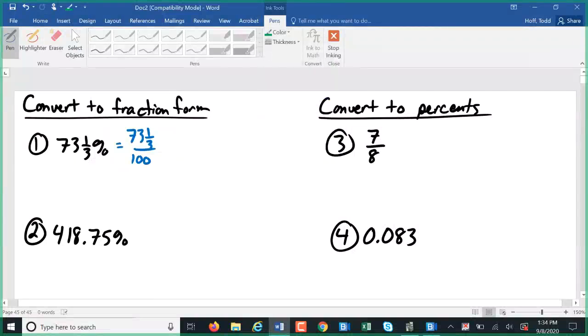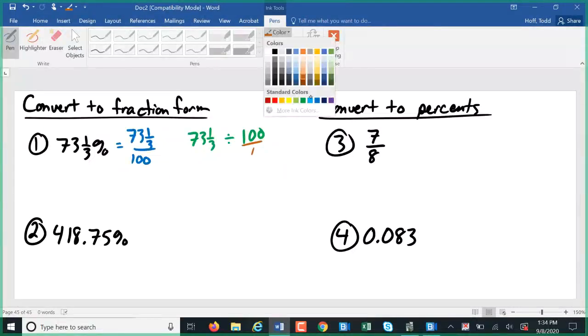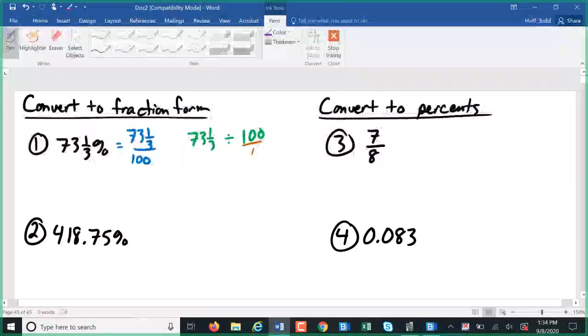And probably the easiest way to convert that is to just divide it out. So 73 1/3 divided by 100. Now we'll make this 100 over 1, so we're dividing by a fraction. And then we have to turn the 73 1/3 into an improper fraction. 73 times 3 is 219, plus 1 is 220 thirds. And instead of dividing by 100 over 1, we're going to multiply by the reciprocal. So we're going to multiply by 1 over 100.